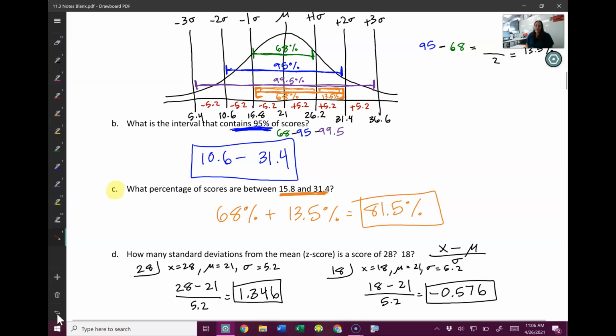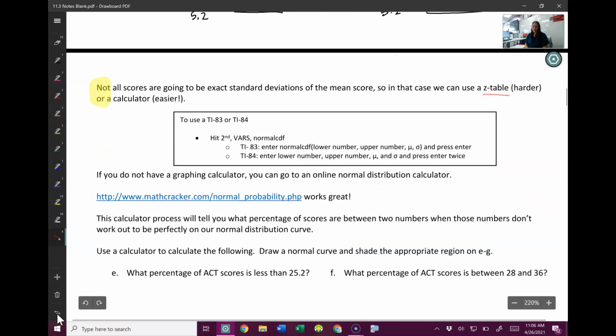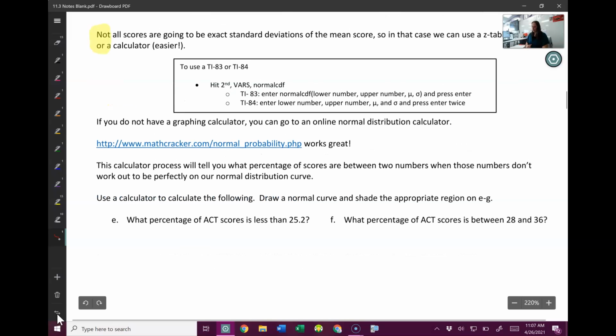However, what if instead I had asked you what percentage of scores are between 17 and 28? You can't figure that out with your normal curve because they're not on our number line. So that is where we can either use a Z table, which is much harder, or just type it into our calculator, which is much easier. So that's what we're going to do here.